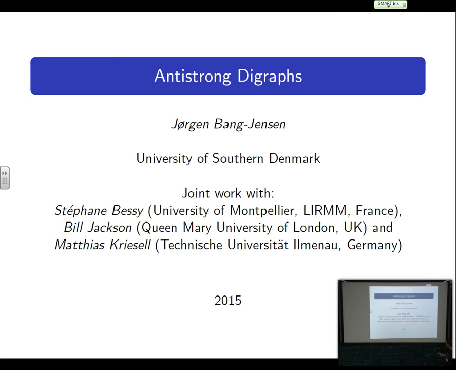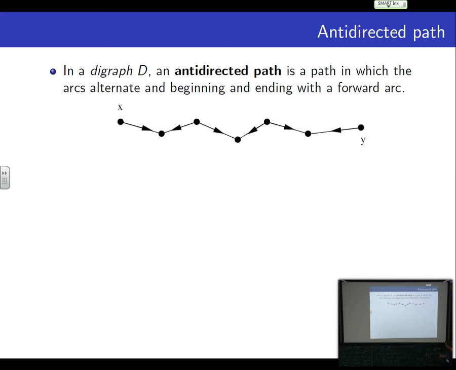So it's an anti-strong digraph. So what on earth would that be? I mean, what do I mean by this? So we're looking at things like here. We have anti-directed paths. So this is about as far as you can come from being strong as possible. You don't even have a directed path of length 2, but we are interested in paths like this.